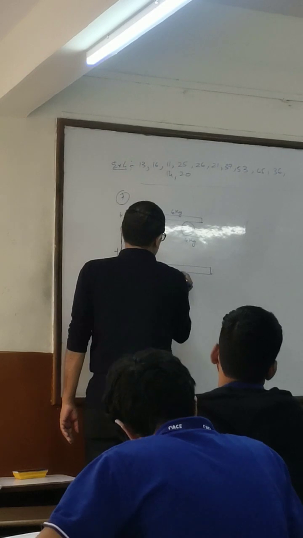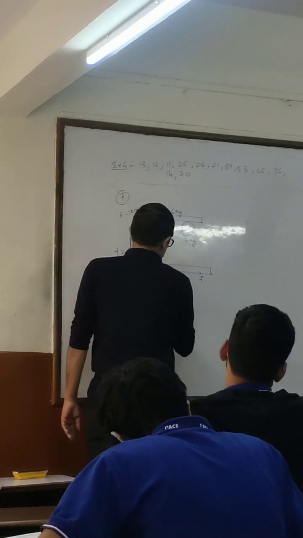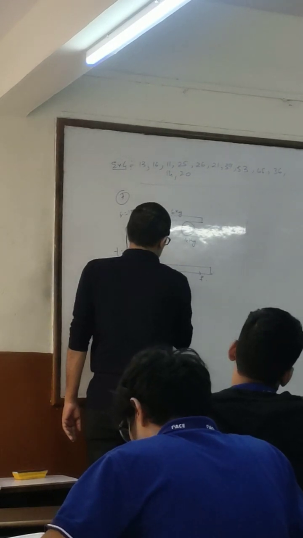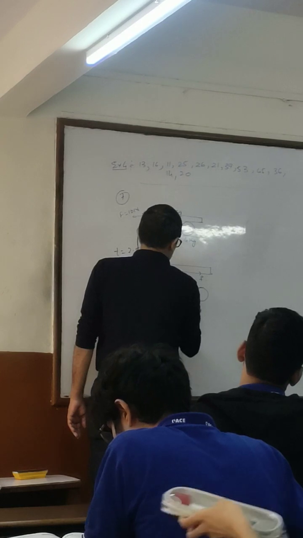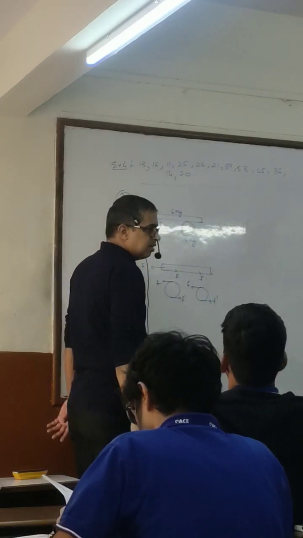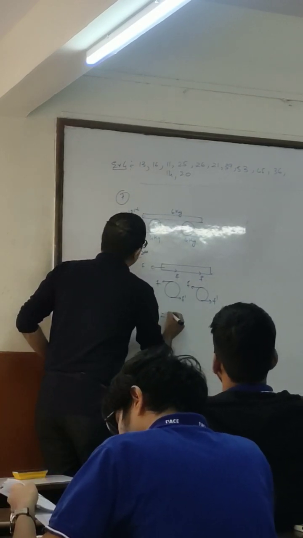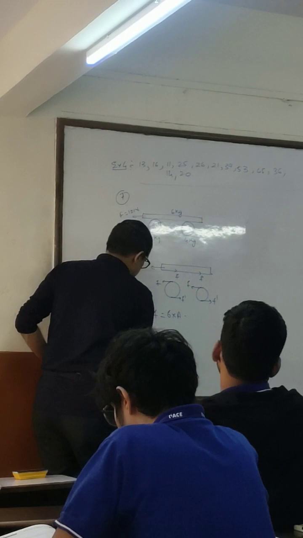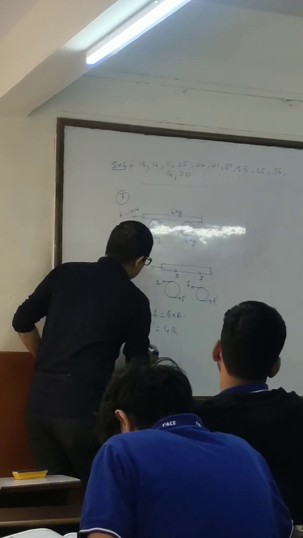I am pulling this. This will be F. Right? This will be F dash. Right? So now F minus 2F is 6 into capital A. F minus F dash is 4 into small a.